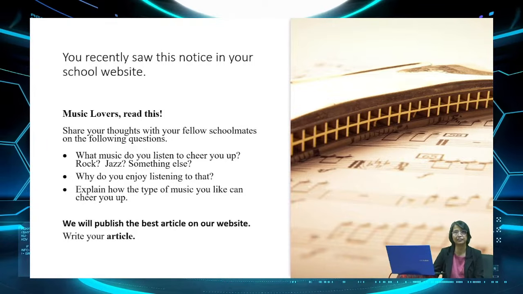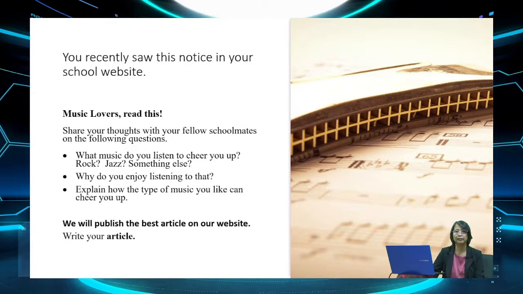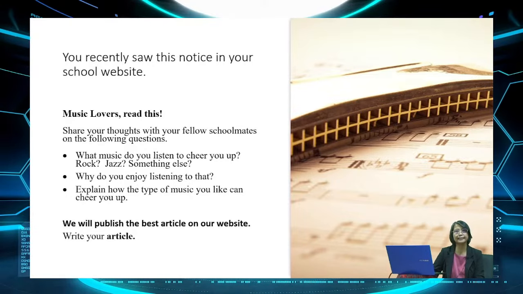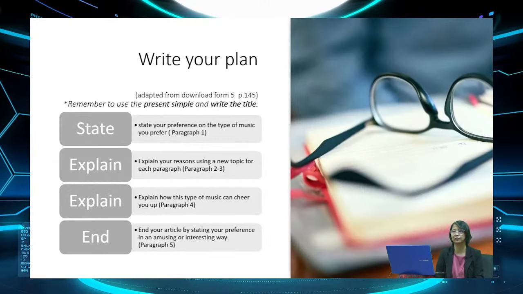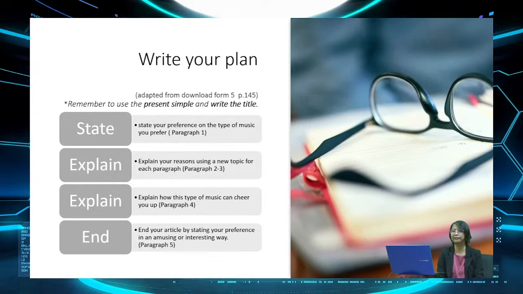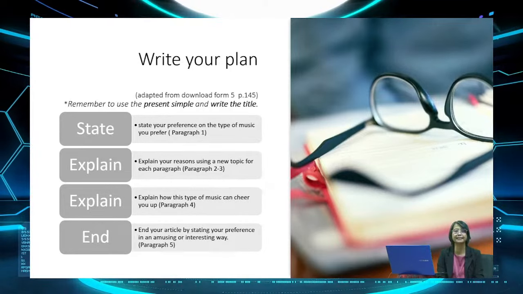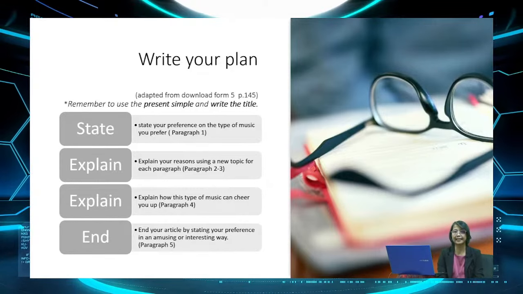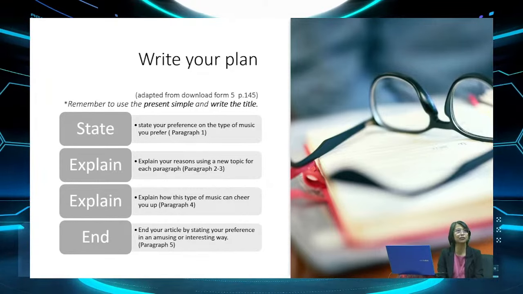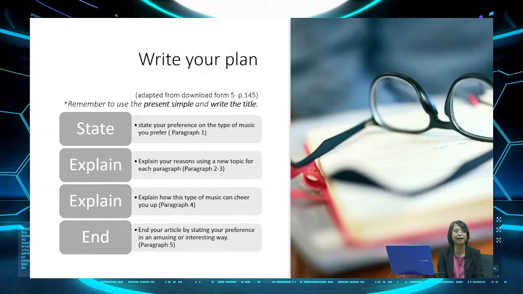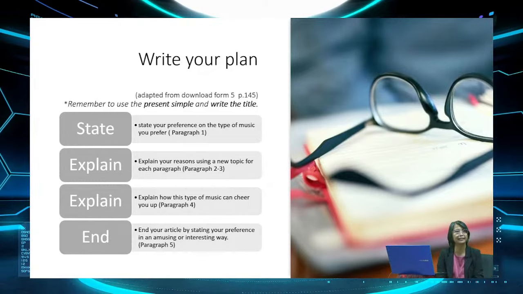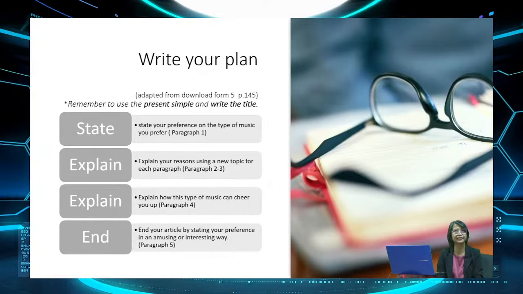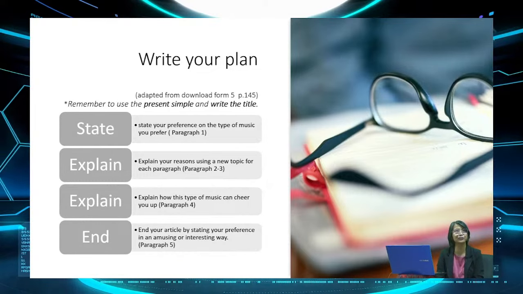Out of four questions, three would appear. Okay, so article is something that most students can do. Number one, remember to use the present simple and write the title, right? State your preference on the type of music you prefer. So that should be in paragraph one. What do you like? Do you like rock? Do you like jazz? What do you think can cheer you up?